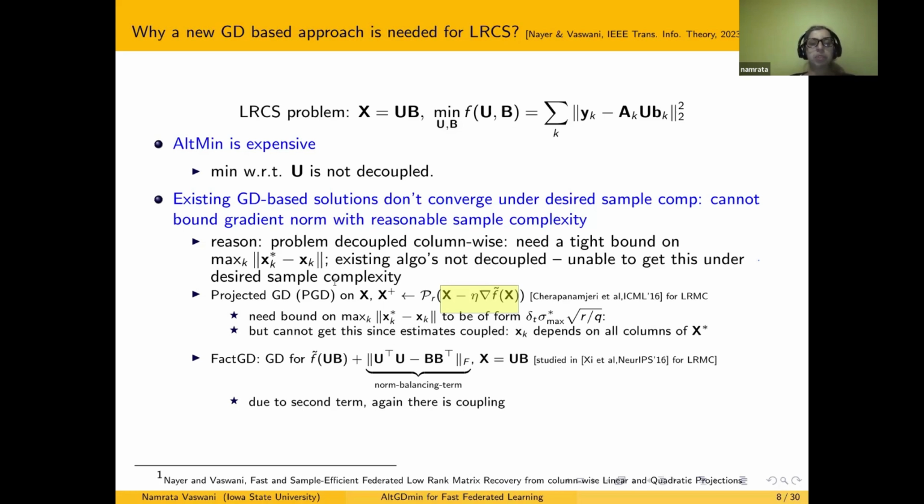In short, both of these solutions don't work with reasonable sample complexity because my problem is column-wise decoupled, but my algorithms are not column-wise decoupled. In projected GD and in factorized GD, xk depends on all columns of x star, the matrix x star, which is a problem because that prevents me from getting a tight column-wise bound on xk minus x star k.